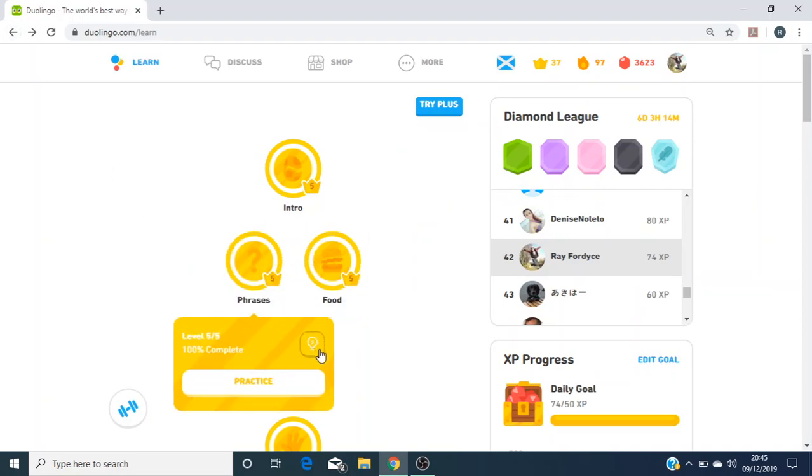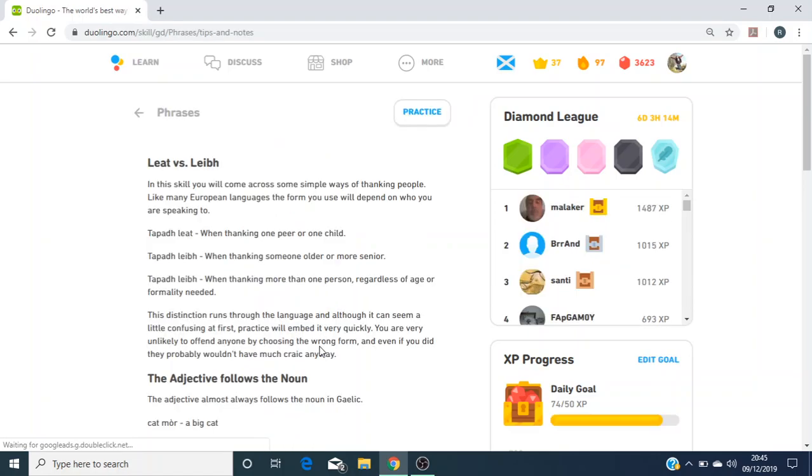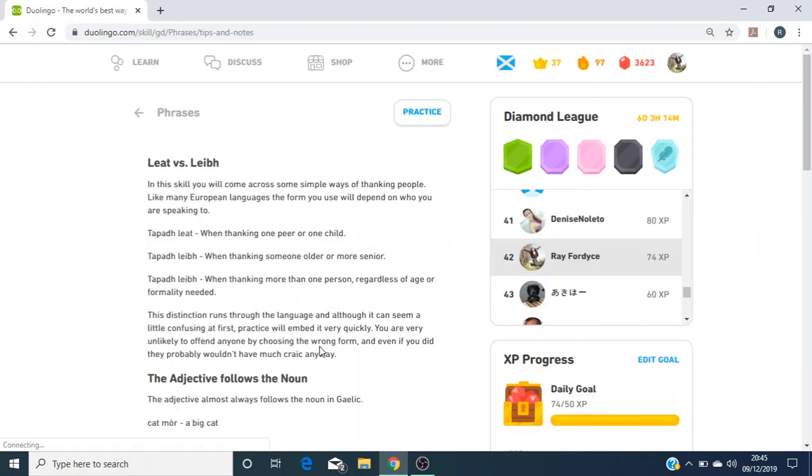So let's have the notes for this one. Let versus live. In this skill, you'll come across some simple ways of thanking people. Like many European languages, the form you use will depend on who you're speaking to. Tapadh leat when you're thanking a peer or a child. Tapadh leibh when you're thanking someone older than yourself, or when you're thanking more than one person regardless of age or formality.